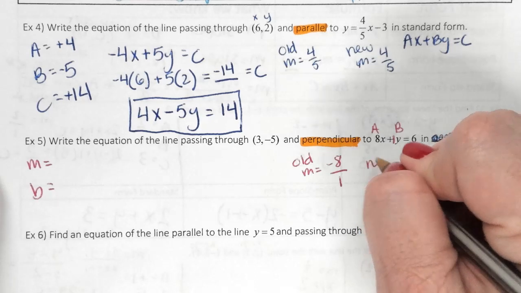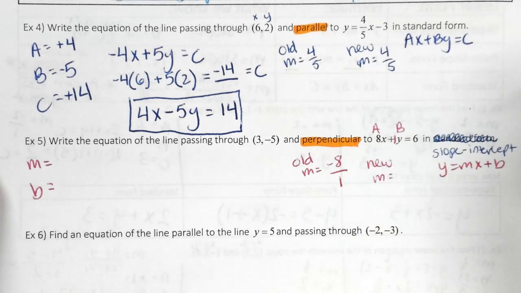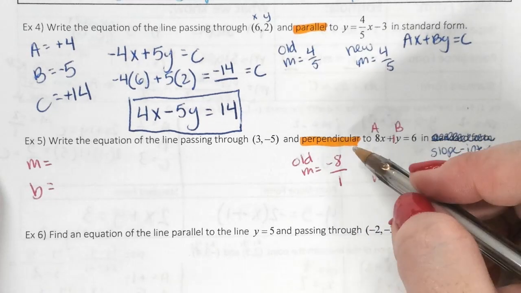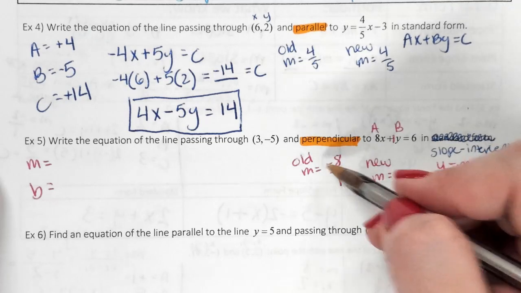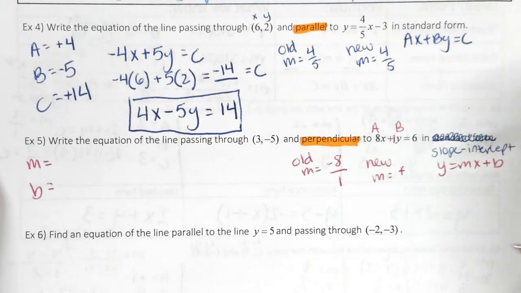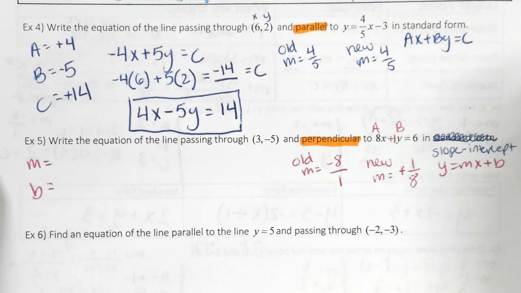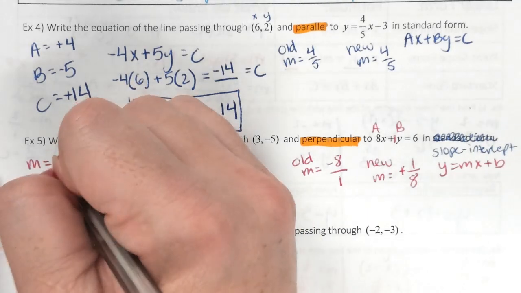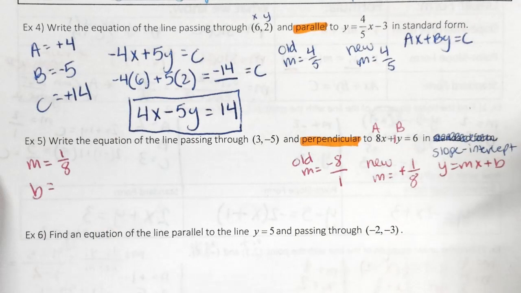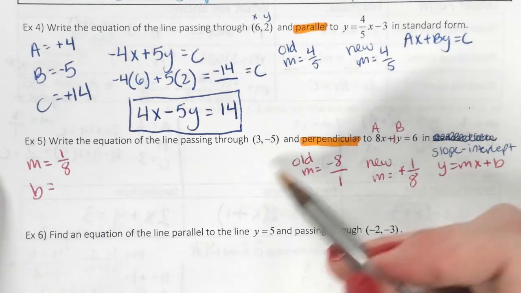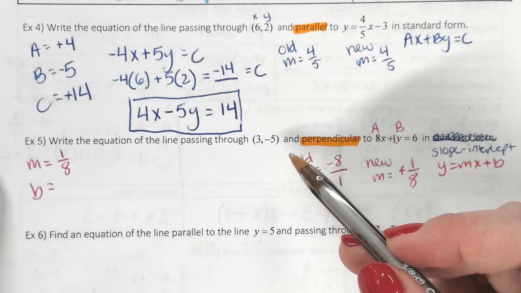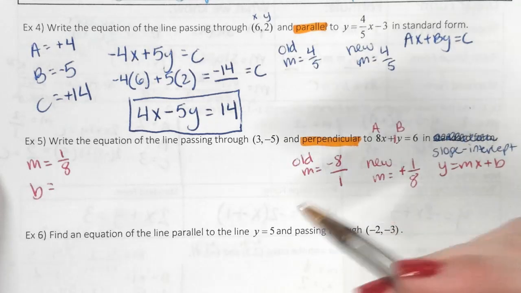So for my new slope, is it going to be exactly the same? No, it's perpendicular. So what's opposite of negative? Positive. And then what is it flipped? 1 over 8. So it's a positive 1/8 slope. So I already know my slope, and the only thing I need now is my y-intercept. But I'm given a random point, not my y-intercept, so what am I going to use to find that?